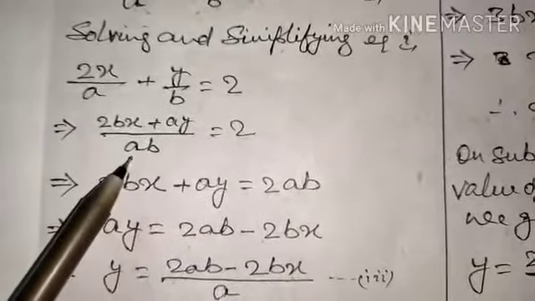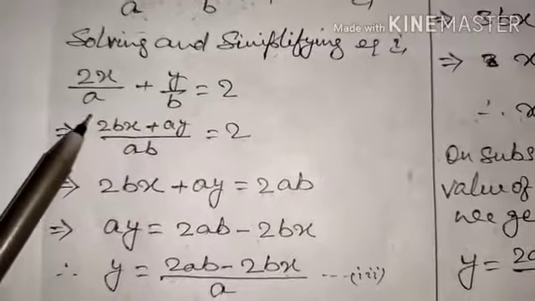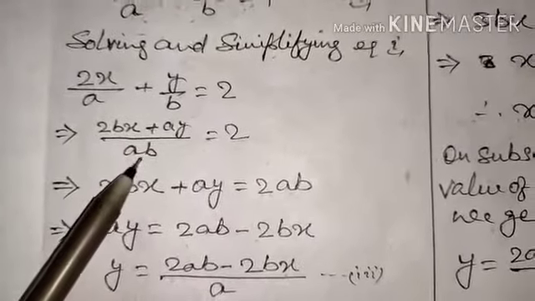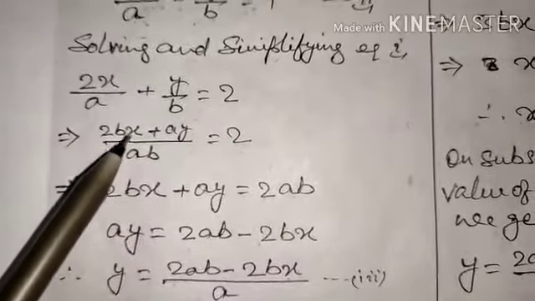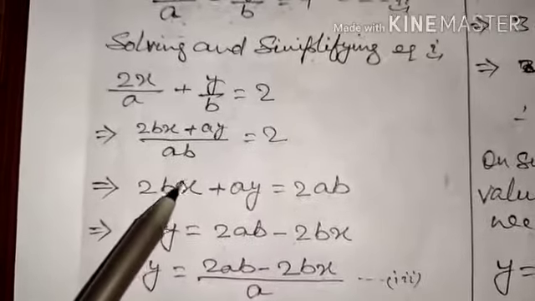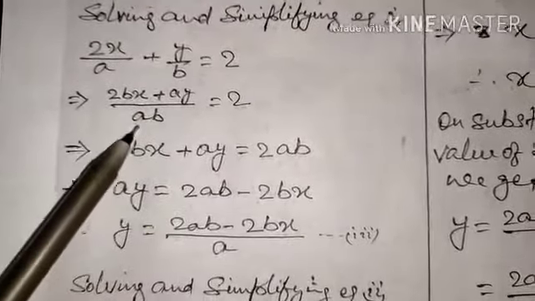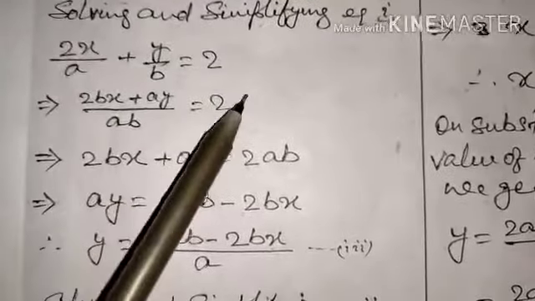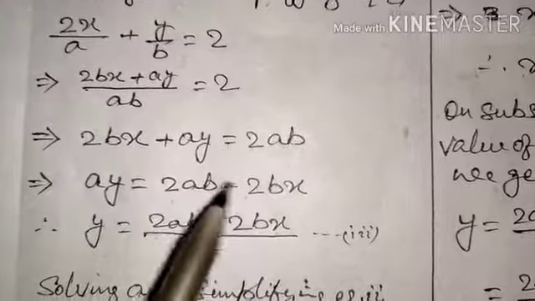The LCM of a and b will be ab. When we divide ab by a, the denominator, a cancels, and whatever is left, that is b, is going to multiply with 2x, so it will become 2bx. Similarly we'll get ay is equal to 2. Let's move on now. Do the cross multiplication over here: ab will go that side, and we are left with 2bx plus ay is equal to 2ab.